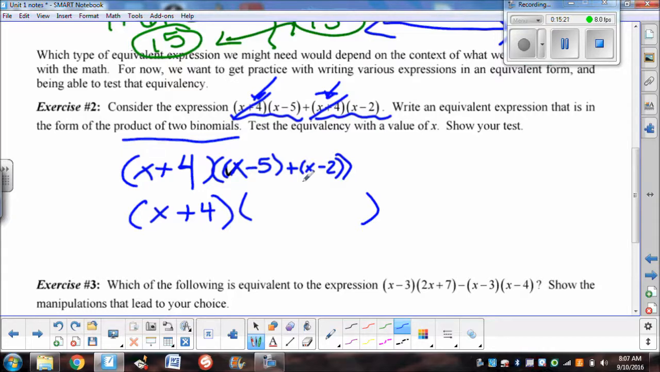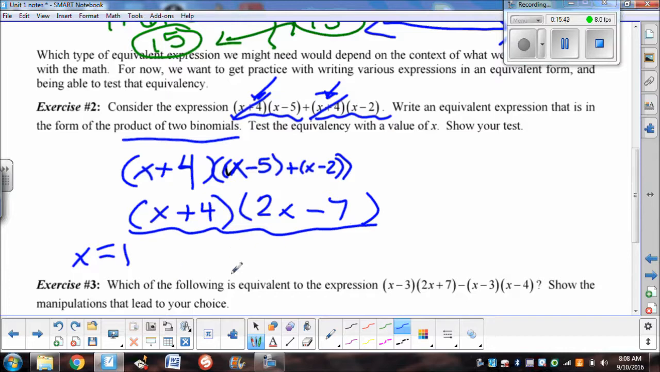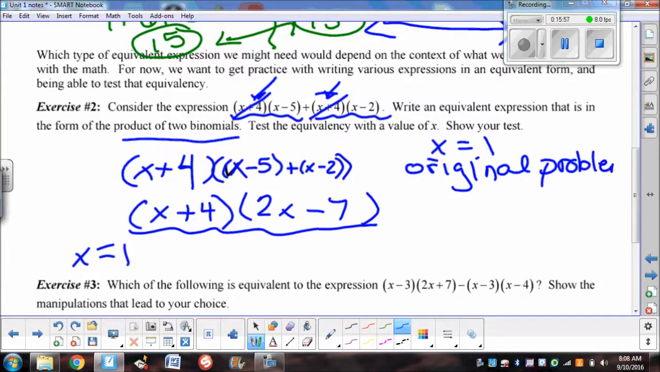I have x minus 5 plus, we're combining here, x minus 2. So what is x plus x? That's 2x. What's negative 5 plus a negative 2? That's negative 7. Do I have two binomials here? I certainly do. It says test the equivalency of x. Show your test. I'm going to let you test x equals 1 into that. And then over here, again, test x equals 1 into the original problem, and show me that the two are equivalent. Okay?